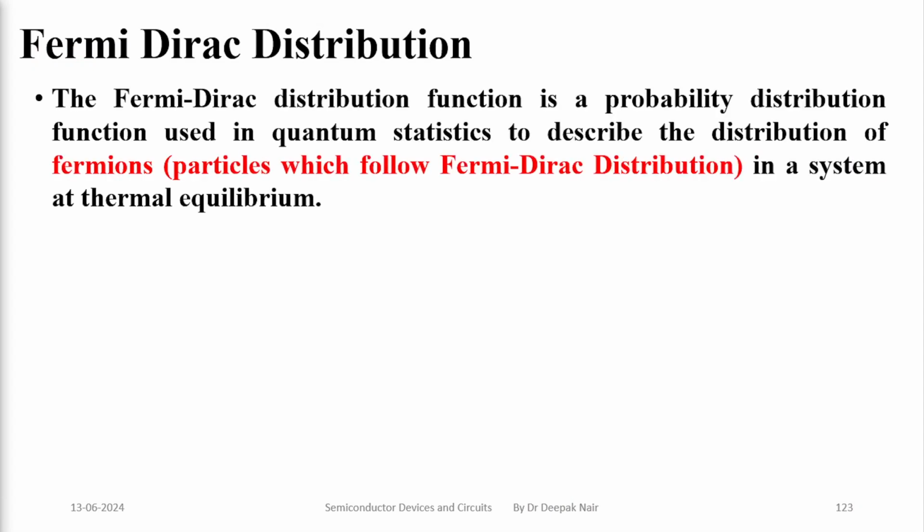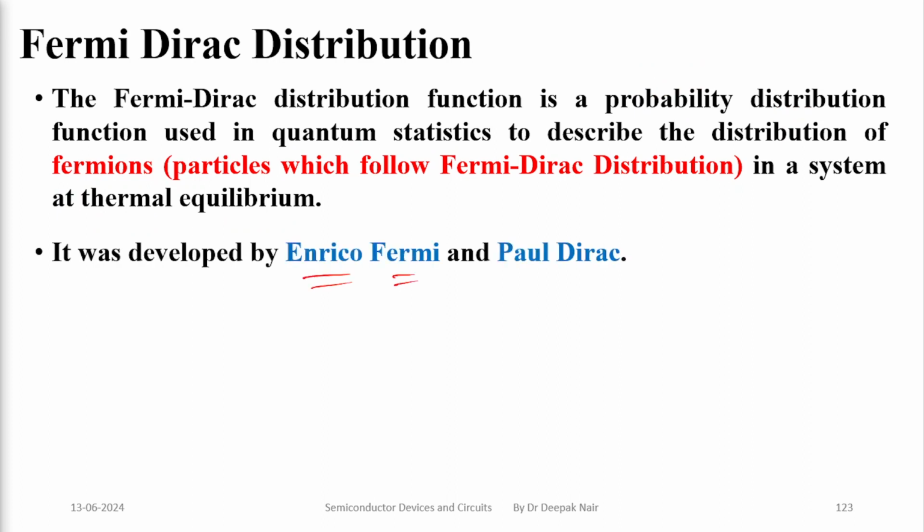First of all, let us talk about the definition of Fermi Dirac distribution. Fermi Dirac distribution function is a probability distribution function. So first of all, you have to make a note that it is a probability distribution function used in quantum statistics to describe the distribution of fermions. Keeping in mind, the system should be under thermal equilibrium. So first of all, Fermi Dirac distribution is related to probability. Second thing, this function or distribution was developed by Enrico Fermi and Paul Dirac.